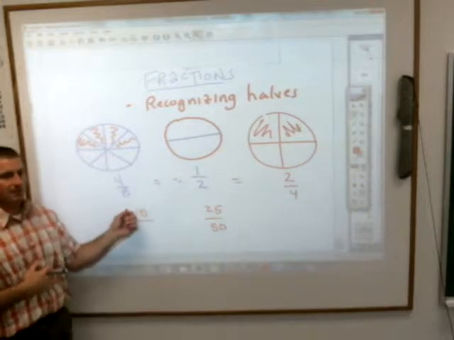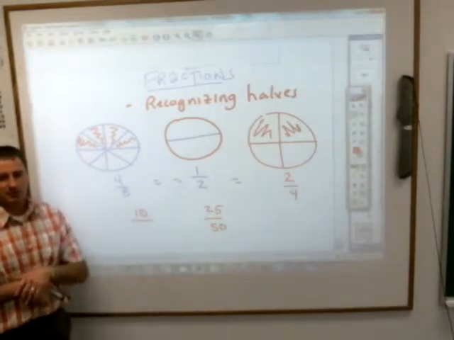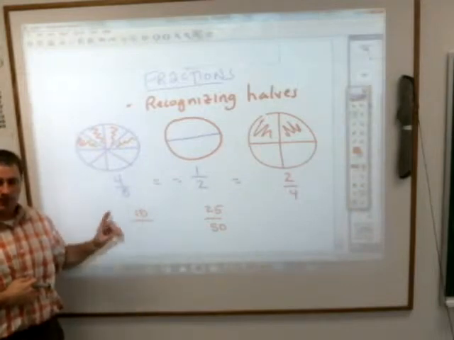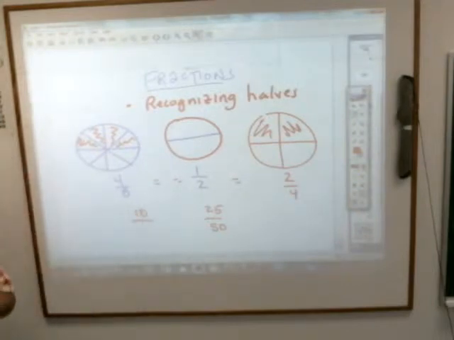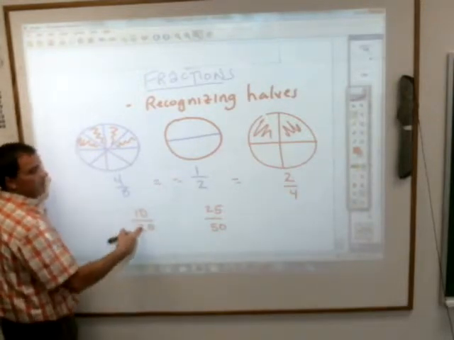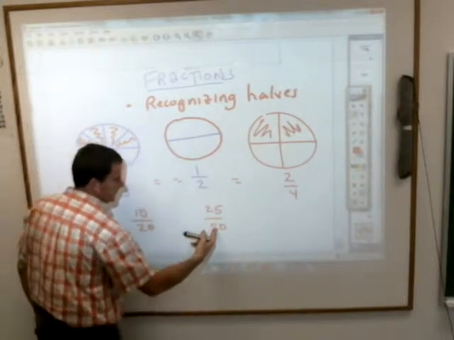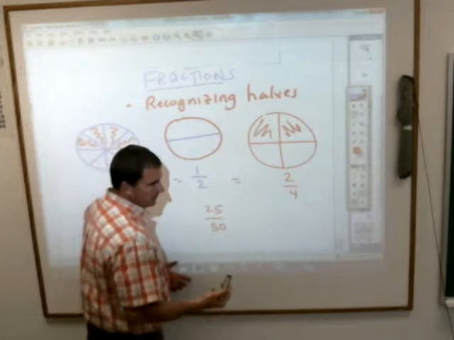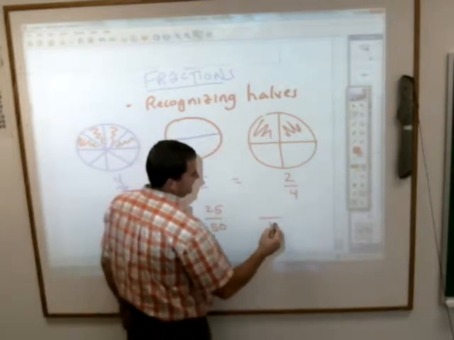In order to have a top number of 10 and make my fraction be the same as 1/2, in other words, if you ate 10 pieces and you ate half the pizza, how many pieces must have come with the pizza? Caleb? 20. 20. 10/20 is the same as 1/2. 25/50 is the same as half. 1/2, 4/8, 2/4. What about 18?